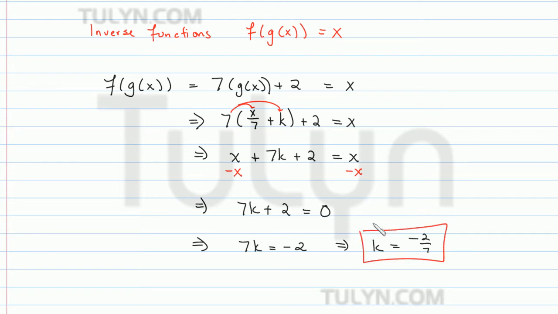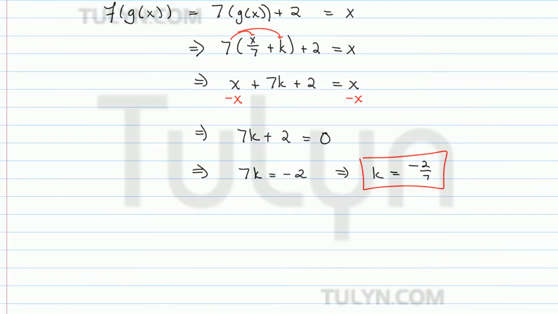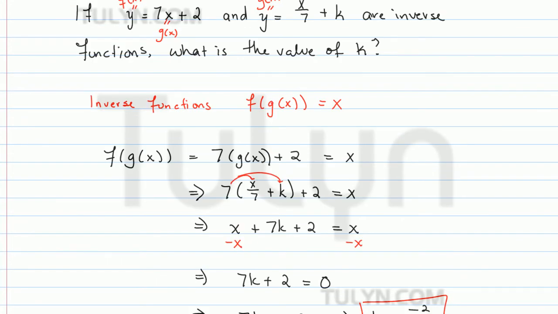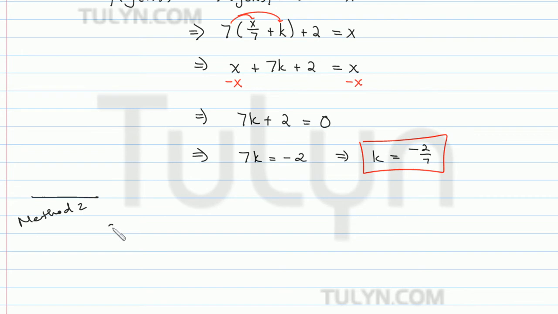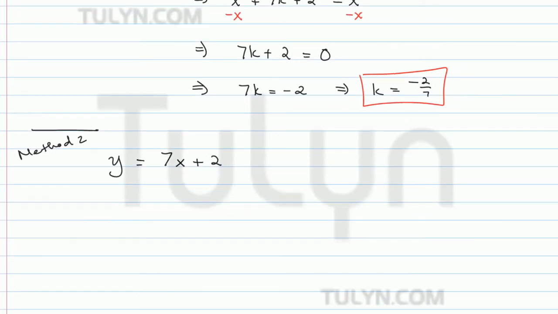Now this is the more challenging way to find out what k is, using the properties of inverse functions. The other way you can do it is, let's call this method 2, and up here we had method 1. So method 2 is just straight out finding the inverse. So let's do that for practice. So the function we're looking at is y is equal to 7x plus 2, right? So what we want to do is find the inverse.